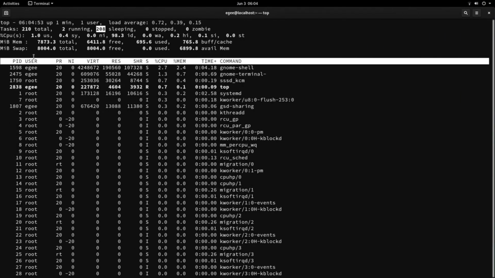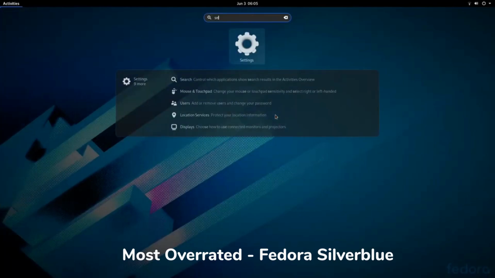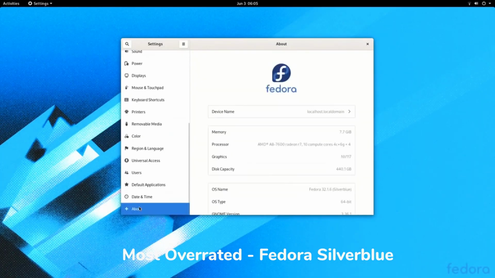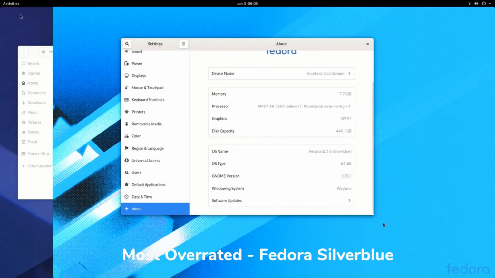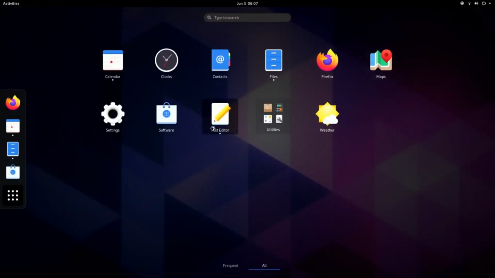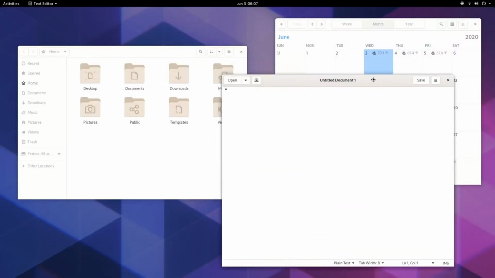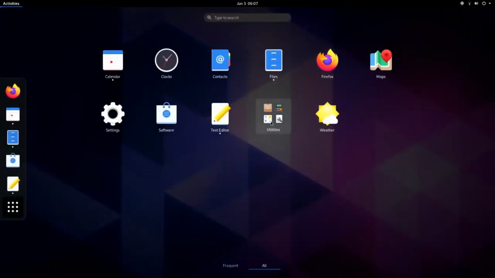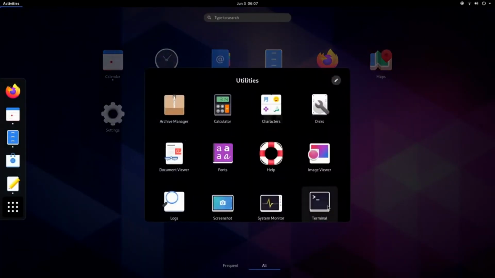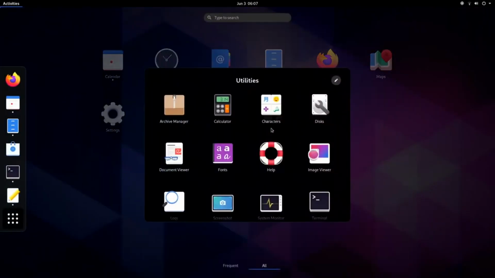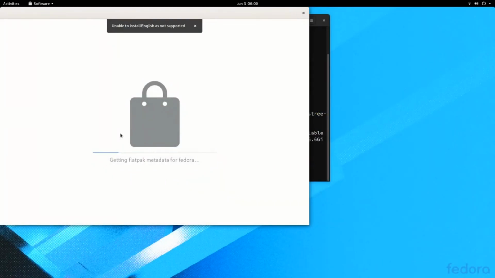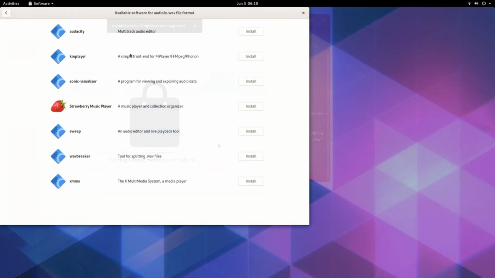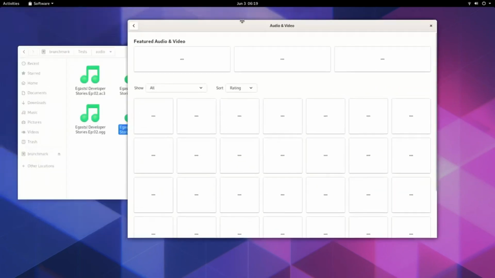Most Overrated: Fedora Silverblue. Now, when I did this review, everyone was talking about how Silverblue would completely change the Linux desktop landscape forever. And virtually every Linux YouTuber had done a video on Silverblue, and many of them echoed the exact same thing. The problem is that Fedora Silverblue is just fine. That's it. It's not really great or anything earth-shattering.